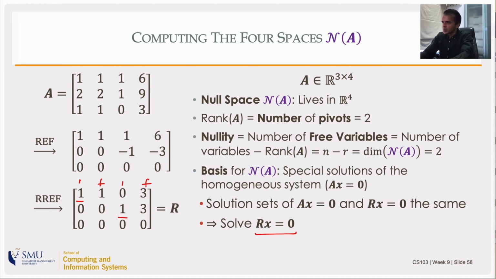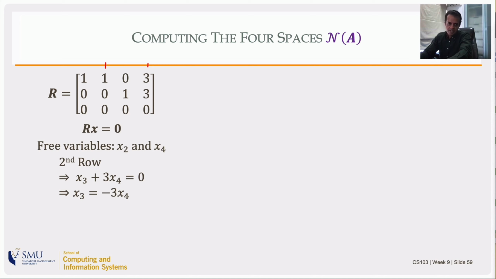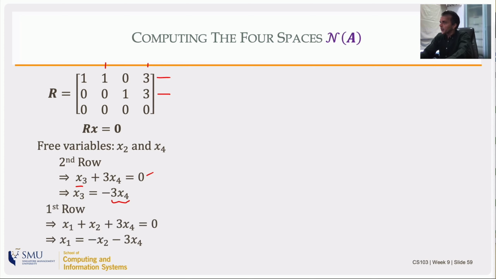So I'll solve Rx equal to 0. Let me actually go ahead and solve this. I have R equal to that, Rx equal to 0. x2 is free, x4 is free because no pivot. So I just look at the second row. The third row doesn't give me anything. The second row reads 0x1, 0x2, 1x3 plus 3x4 equal to 0. So x3 plus 3x4 equals 0. That implies, if I solve for x3, I get minus 3x4. Remember, x4 is a free variable, so I'm keeping x4 as any value. So I solve for the non-free variables in terms of the free variables. If I take the first row, I have x1 plus x2 plus 3x4 equal to 0. So x1 in terms of the free variables is minus x2 minus 3x4.